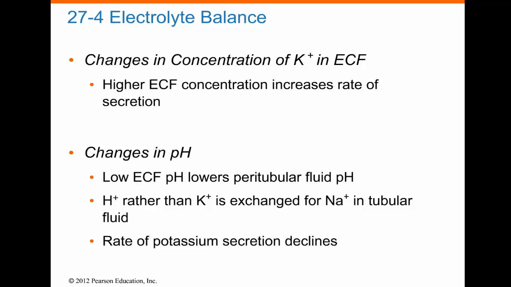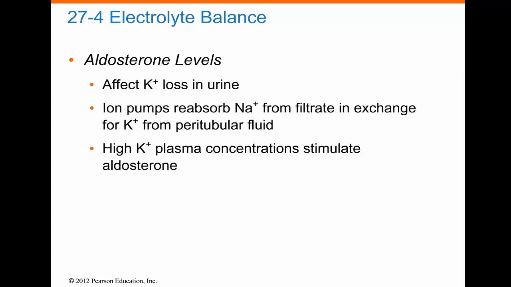Changes in pH. Low extracellular fluid pH lowers the peritubular fluid pH, and hydrogen rather than potassium is exchanged for sodium in the tubular fluid, and the rate of potassium secretion declines. Aldosterone level. Aldosterone is a hormone that's secreted and affects potassium losses in urine. The ion pump reabsorbs sodium from the filtrate in exchange for potassium from the peritubular fluid. High potassium plasma concentration stimulates aldosterone.